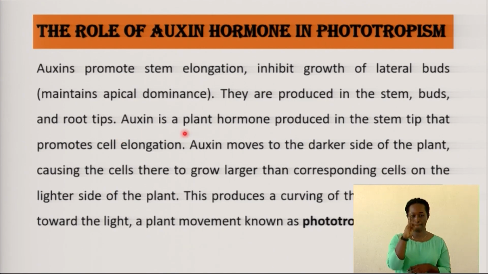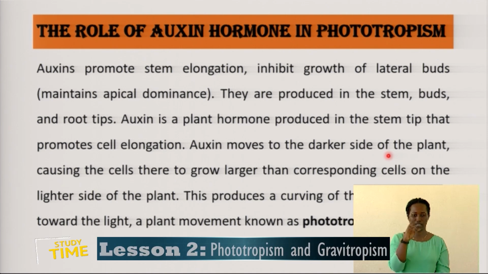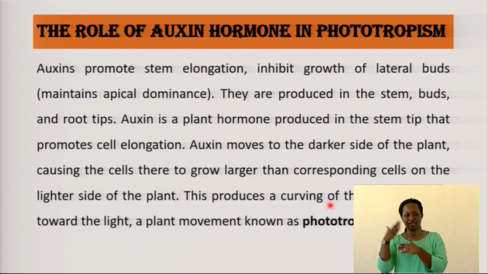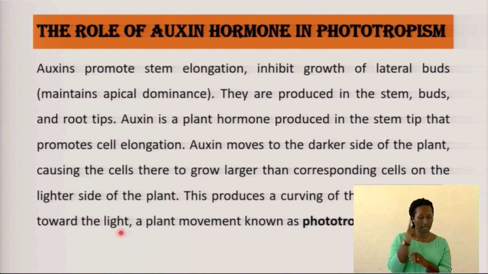And auxin is a plant hormone produced in the stem tip that promotes cell elongation. Auxin moves to the dark side of the plant. We are going to see this, how auxin hormone moves to the dark side of the plant, causing cells there to grow larger than corresponding cells on the lighter side of the plant. So this produces curving of the plant stem tip towards light, a plant movement known as phototropism.